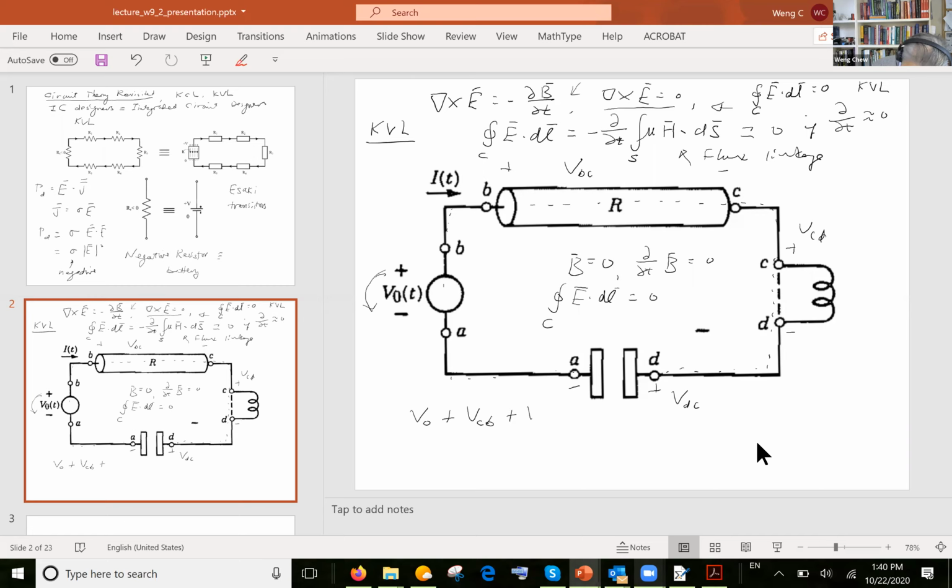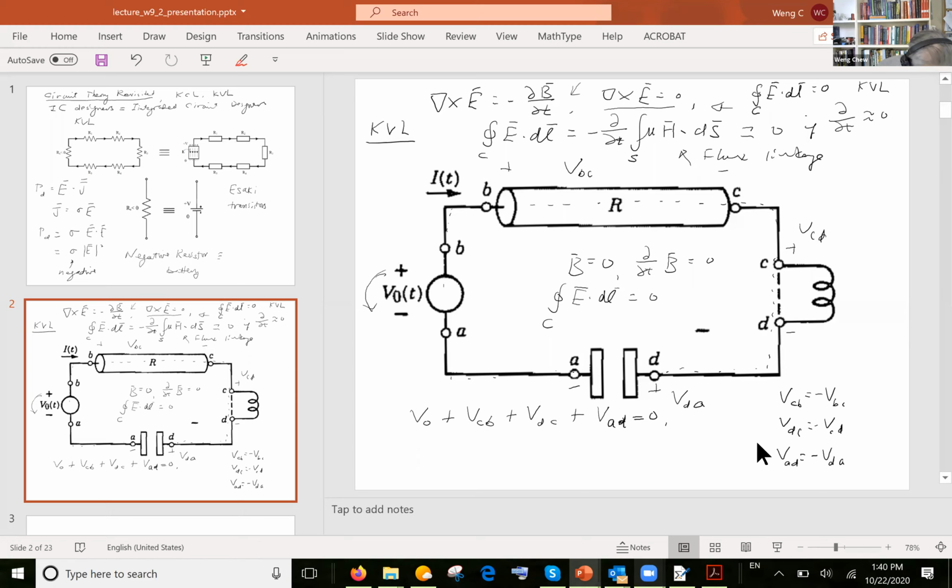So we can show that V0 plus VCB plus VDC plus, this should be DA, okay, plus VDA, not VDA, sorry, VAD, must be 0. And I'm defining VCB to be the negative of VBC. And then I'm defining VDC to be the negative of VCD. And then VAD to be the negative of VDA.